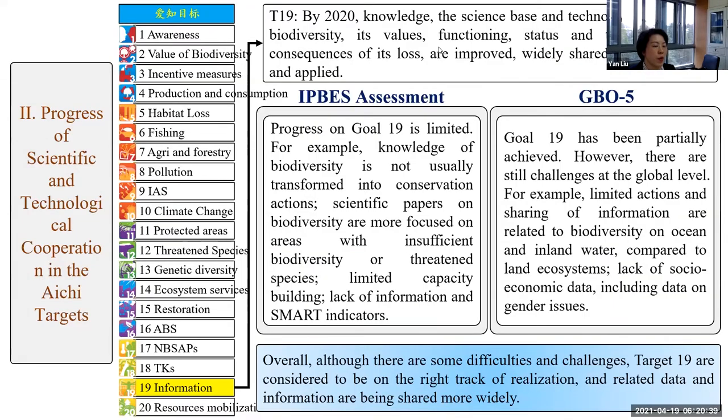Well, according to the reports last year, like GBO5 and the IPBES assessment report in 2019, there's many new progress under the target 19 of 80 targets. But also we still have many challenges. We are on the successful track towards this target. And also I think many of our presenters will give some of the points on how the science and knowledge sharing and transfers of this in the post-2020 global biodiversity framework.